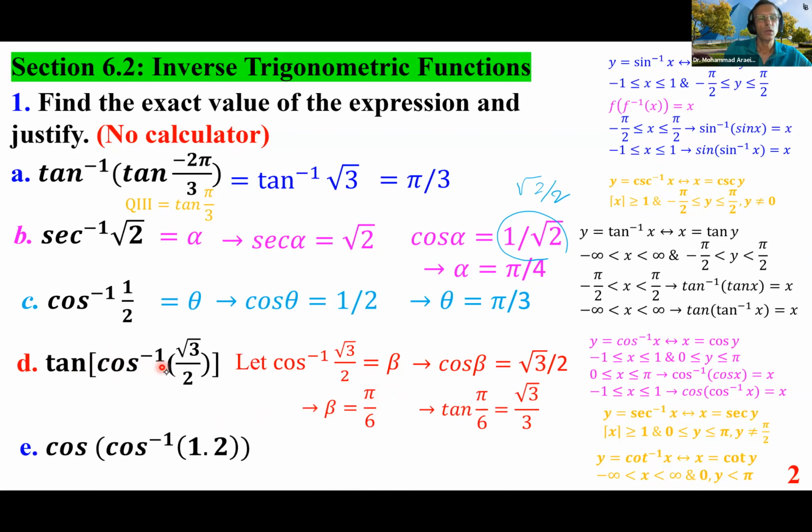Cosine inverse of 1.2. If you set this equal to theta, that means cosine of theta is 1.2, and it's undefined because 1.2 is larger than 1. As you know, for sinusoidal functions, the range was -1 to 1, which makes it the domain of its inverse. So this is undefined.